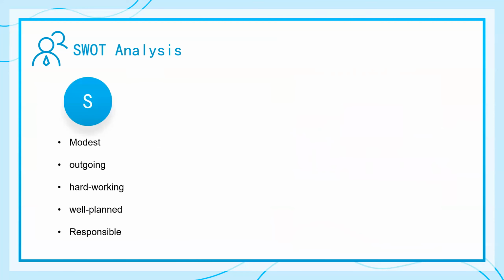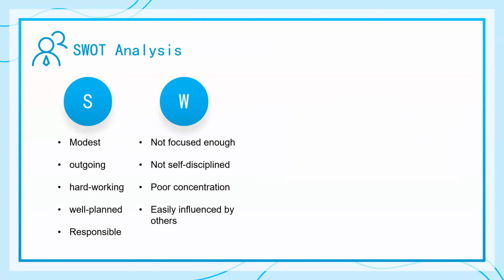The second part is SWOT analysis. I think my strength is being modest. I was very willing to ask for advice when I had a problem. I'm outgoing, I'm willing to make friends, and I'm hardworking, well planned, and responsible. I think these are my strengths.